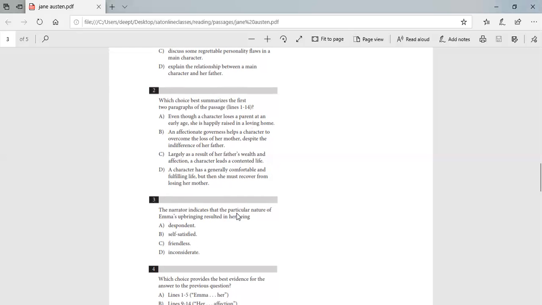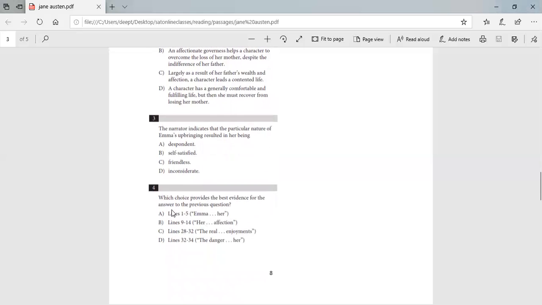The narrator indicates that the particular nature of Emma's upbringing resulted in her being what? So what did she actually, I would rather say, let's do this question along with the fourth question. The fourth is an evidence-based question. Remember when we have to look for the lines? Now, how do I tell students to solve these two questions together? An indicate question means an infer question. That means it's not clearly written, but it is indicated in a lot of places and we can prove it. Okay, Emma's upbringing resulted in her being what? What did she become because of the type of upbringing she has?